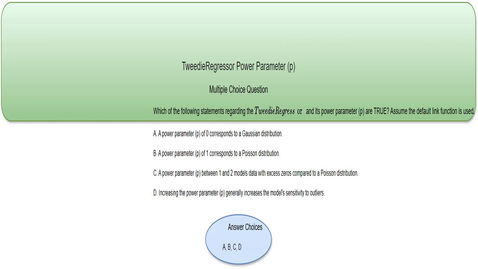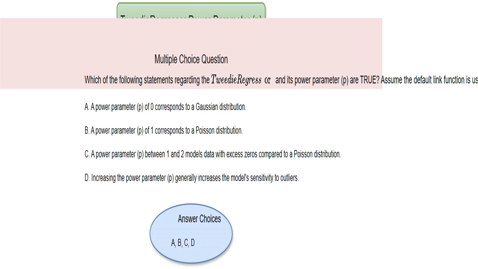I'm focusing on the TweedieRegressor model, specifically its power parameter, p. This parameter is crucial because it determines the type of Tweedie distribution we're using. We'll be tackling a multiple-choice question about the Tweedie distribution and its properties.